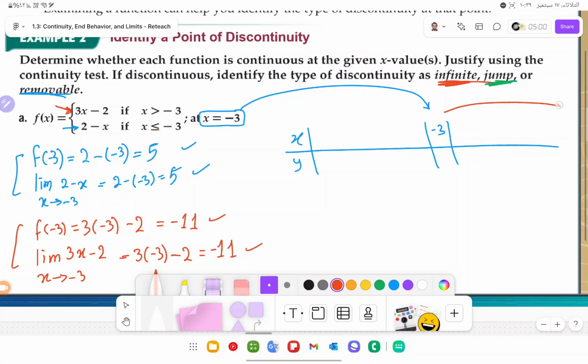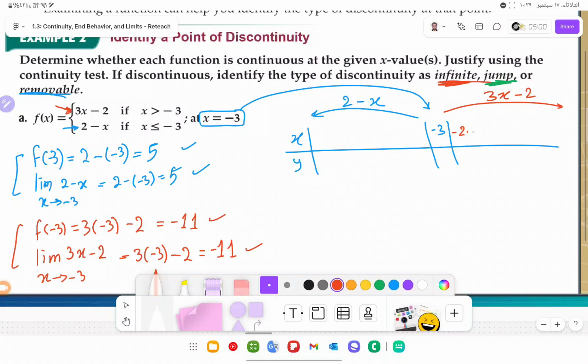So as you can see, this one will be 3x minus 2, because for any number greater than negative 3 the question uses this equation, and for x less than negative 3 it uses the other function, 2 minus x. Now what you have to do is pick small values. What's close to negative 3 from the right? Negative 2.